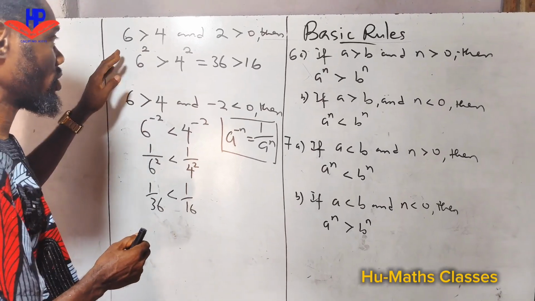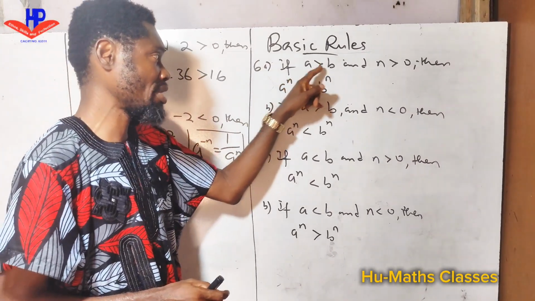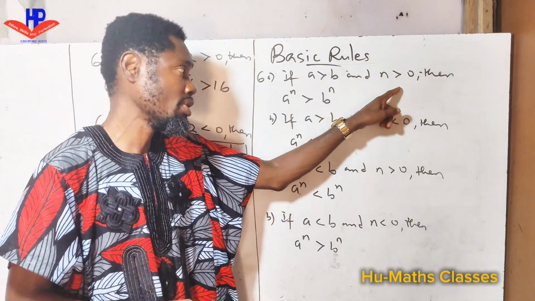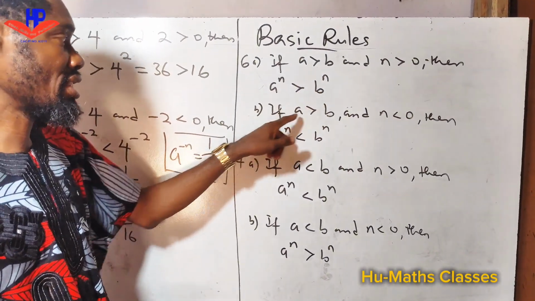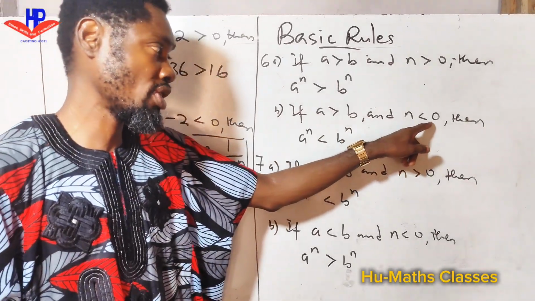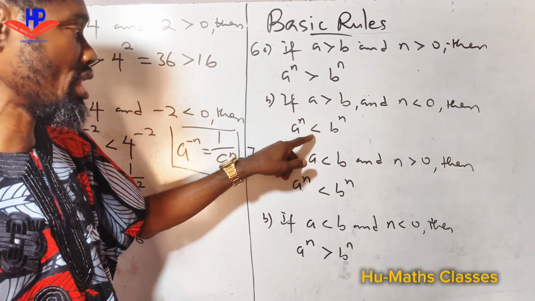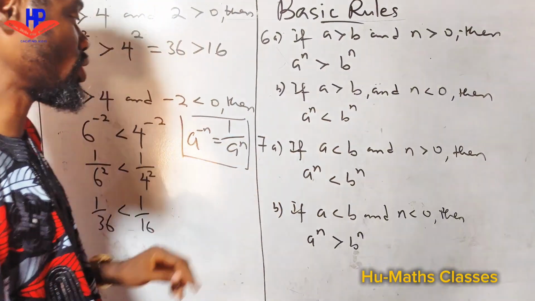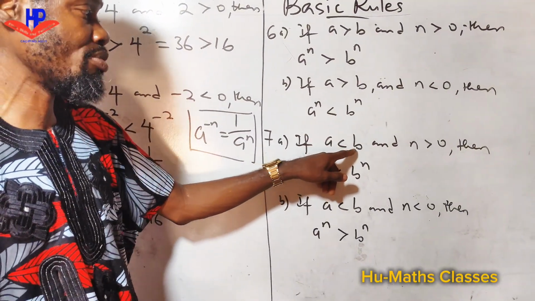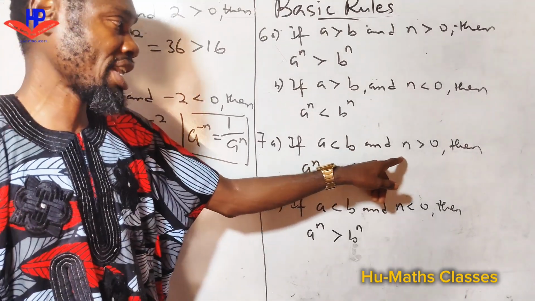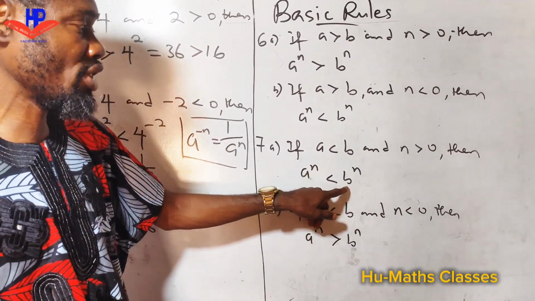Now that is for rule 6A and B, that states if A is greater than B and N is greater than 0, then A raised to power N will be greater than B to power N. If A is greater than B and N is less than 0, then A raised to power N will be less than B to power N. Let's go to the seventh rule that states that if A is less than B and N is greater than 0, then A raised to power N will be less than B to power N.